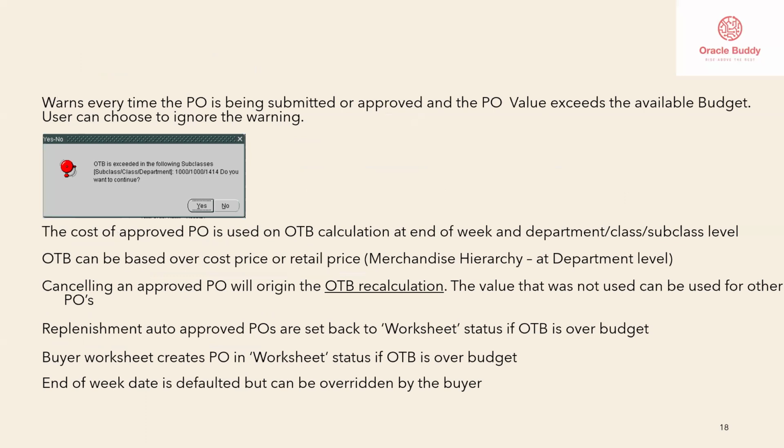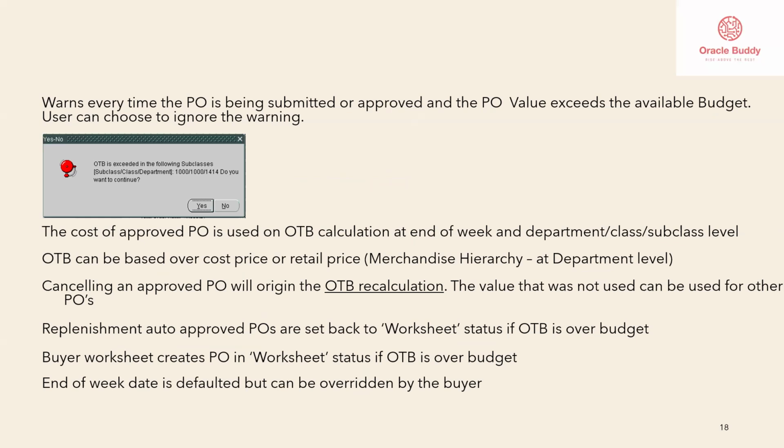Every time the PO is submitted or approved and the PO value exceeds the available budget, you can choose to ignore the warning. Suppose the open to buy has a budget of $10,000, and you are creating an order for $12,000, exceeding the OTB for that department, class, subclass. It will throw you a warning that OTB is exceeded in the following subclasses. And do you want to continue?